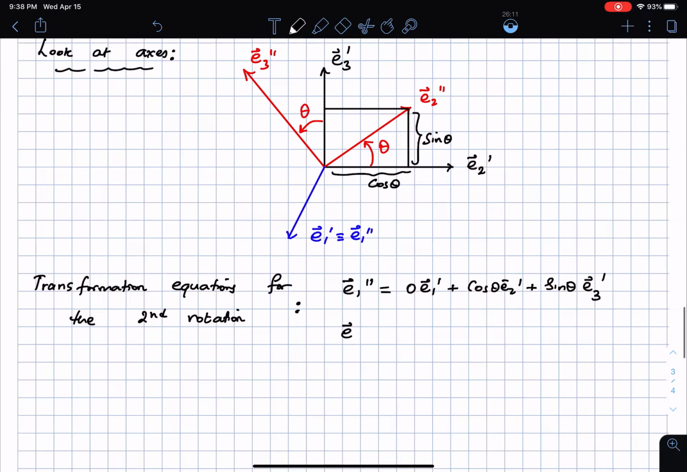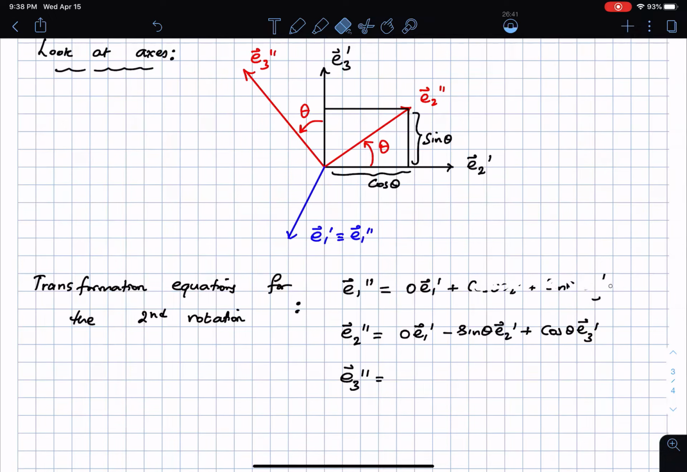Then if I do the same thing for E2 double prime, that's going to be 0 E1 prime minus sine theta E2 prime, plus cosine theta E3 prime. And then lastly, I have E3 double prime is going to be, I'm sorry, I made a mistake here, so I have to get rid of some of these terms here. Actually, apologies for that.